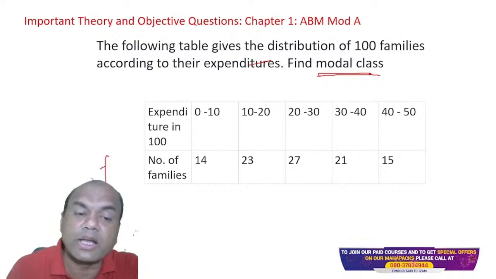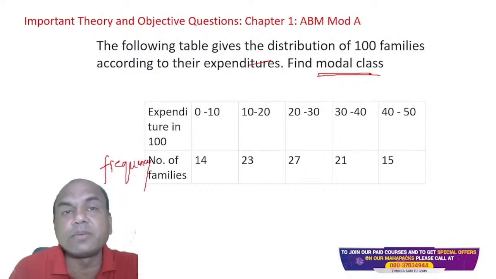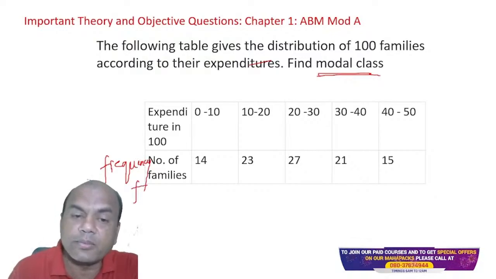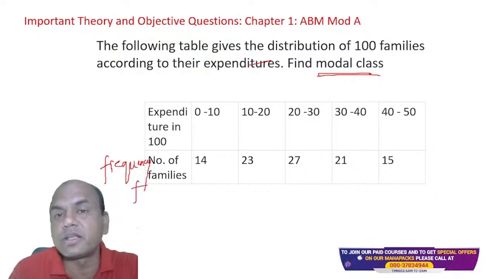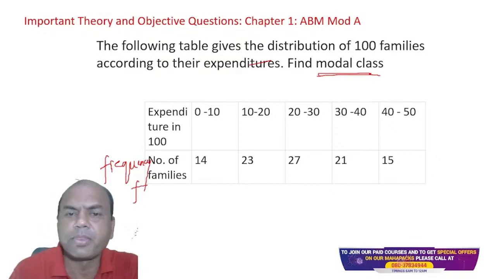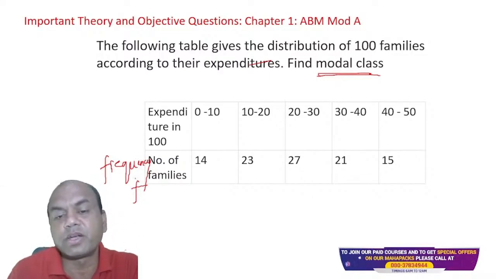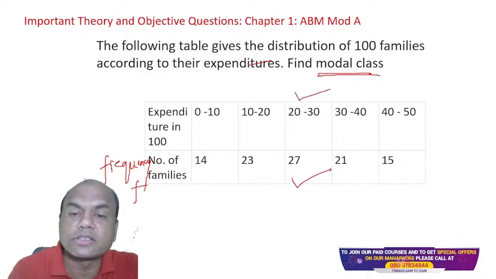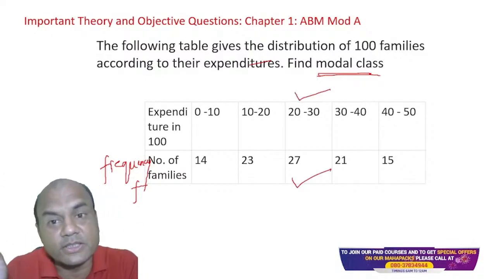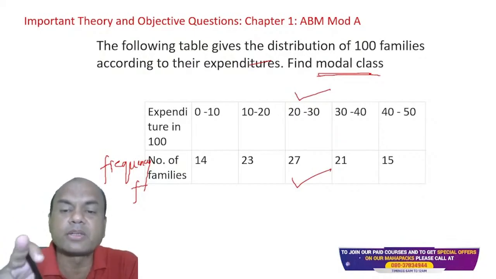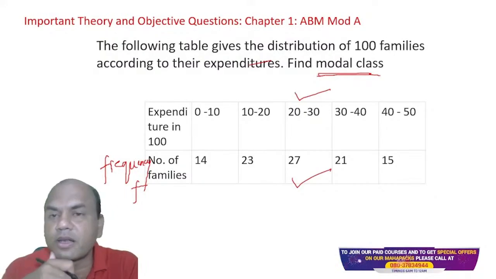Always you must be able to identify the frequency first. If you understand f, then it becomes easier. This is called f, frequency. So it always depends on frequency, whether it is the mode or the median. Mainly mode. So mode means what? Which is occurring the maximum number of times. Who is occurring the maximum number of times? 27. So this is my model class. Remember, the model class is always the one occurring the maximum number of times.